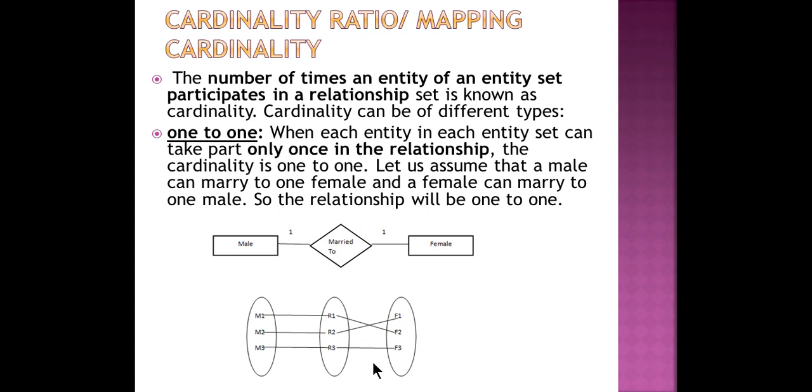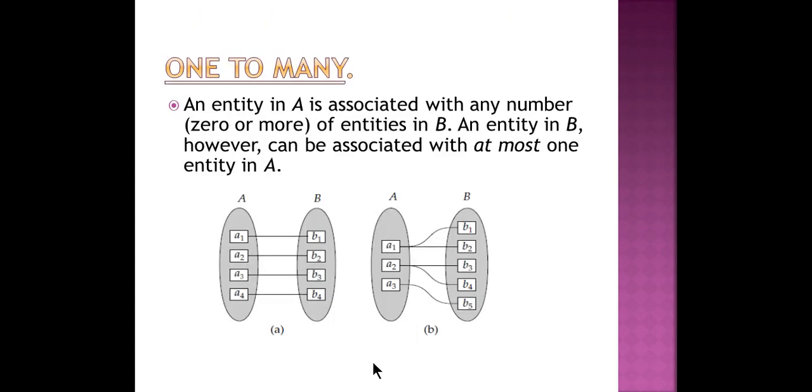You can take one example of manager manages a department. If there is a constraint that one manager manages only one department, in that case you can say it is one to one mapping cardinality. One to many, when each entity of one entity set participates only once, but each entity of another entity set is participating more than once in the relationship set, then that is called one to many.